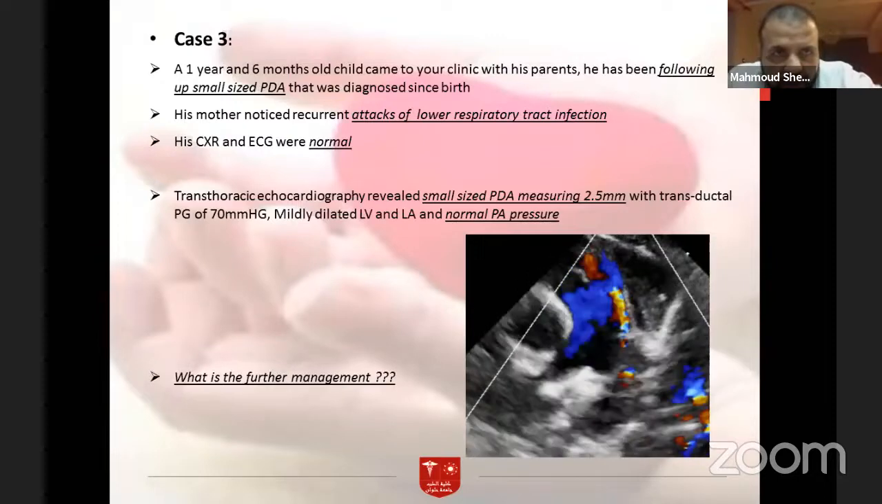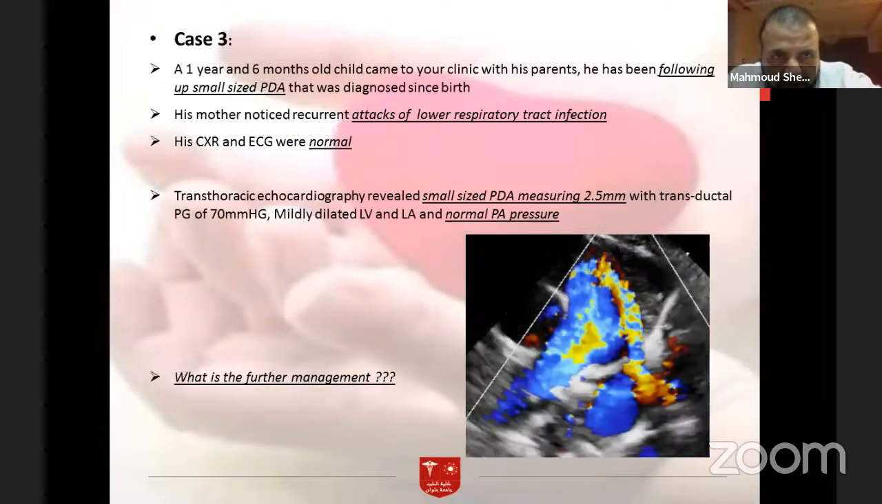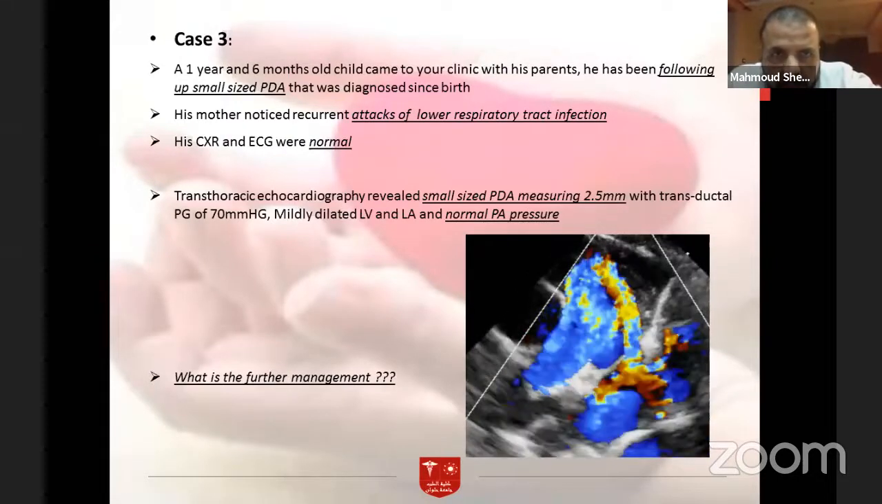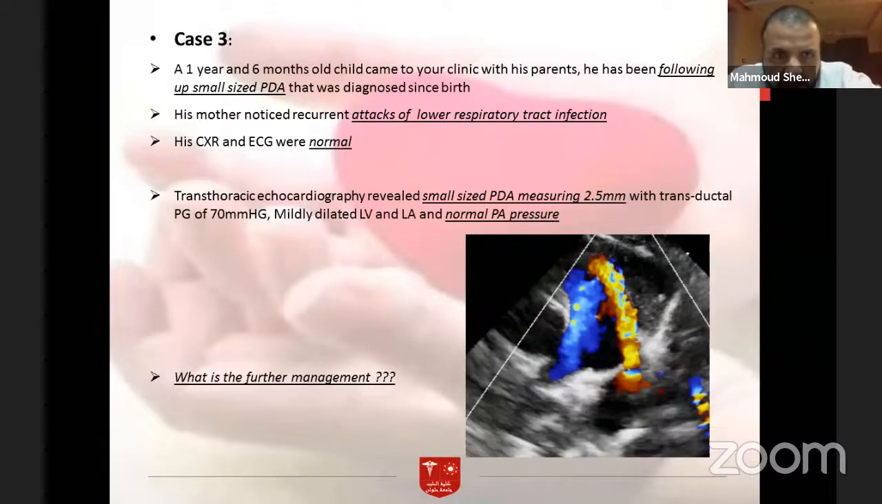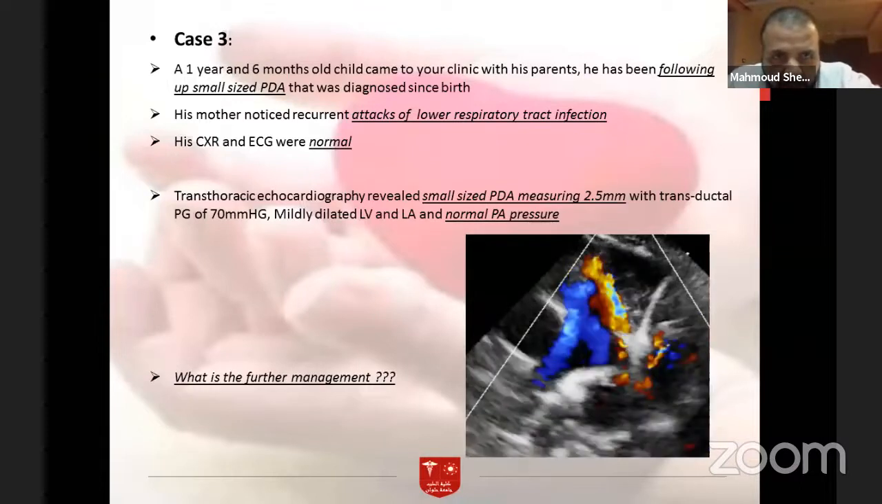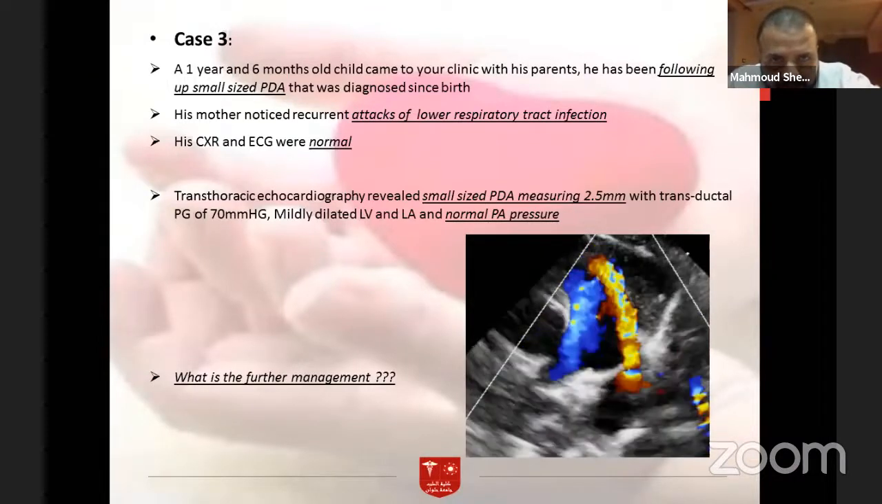Okay, so here we have a baby, a 1 year and 6-month-old child. Regarding the age, he's above 6 months, and although it is a small sized PDA, he has a history of recurrent attacks of lower respiratory tract infections. And his basic investigations show normal parameters regarding the ECG and chest X-ray.